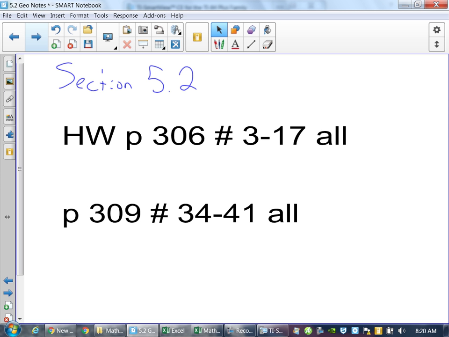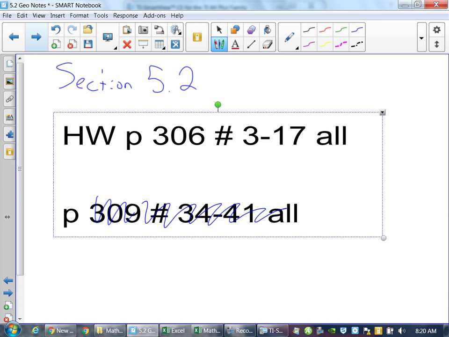I don't know why I have this 309 here. Sorry, this isn't correct. Good thing I didn't write it. I might have had something else typed on there from a while back. So just the first part? Yeah, that's all you need. Just 3 through 17, okay? It's not even the right page for anything.